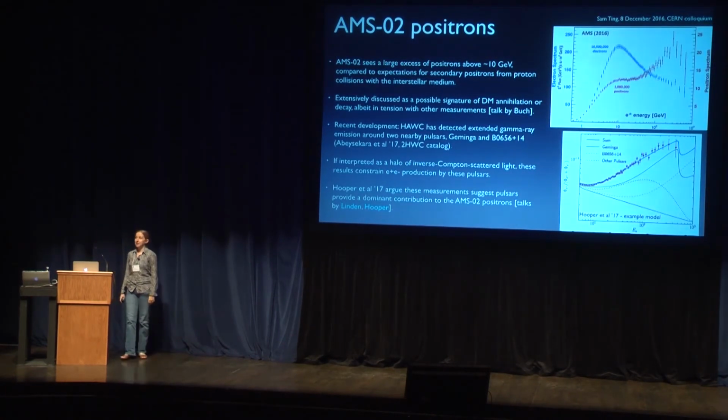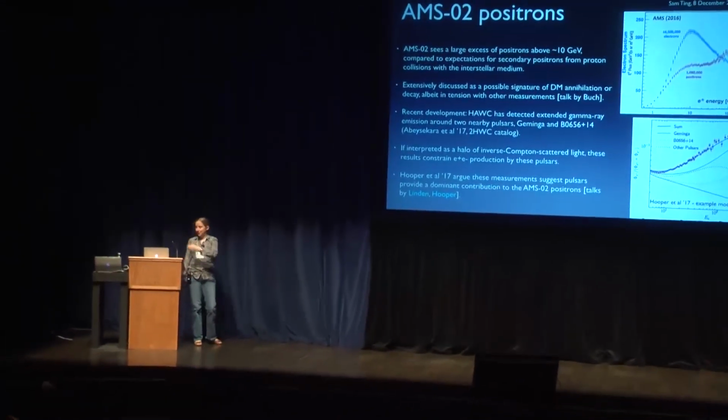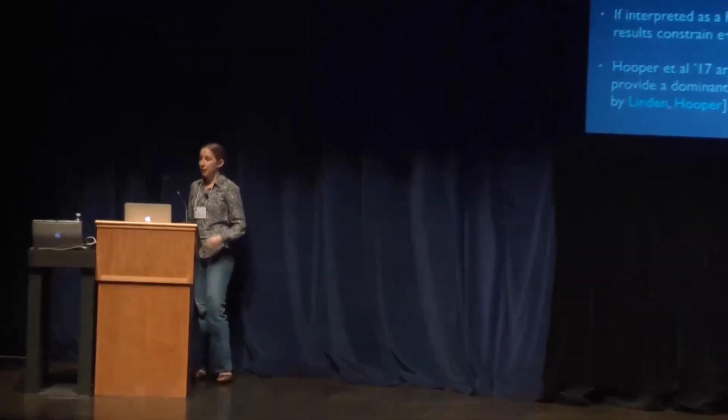In AMS-02 positrons, we have an excess which is much larger than 4 sigma. It's been established that AMS sees a large excess of positrons above 10 GeV. It's been extensively discussed as a possible signature of dark matter annihilation or decay, and there's a talk here about that. I just want to point you to recent results that the HAWC telescope has detected extended gamma ray emission around 2 nearby pulsars, and there will be talks by my session chair, Tim Linden, and Dan Hooper in the parallel sessions about using this as an experimental probe to try to understand the electron and positron spectra from these pulsars, and use that to constrain the contribution to the positron excess. So I think this is great. This is a new experimental handle on the positron excess, which has been very puzzling since more or less my first TeVPA back in 2009.